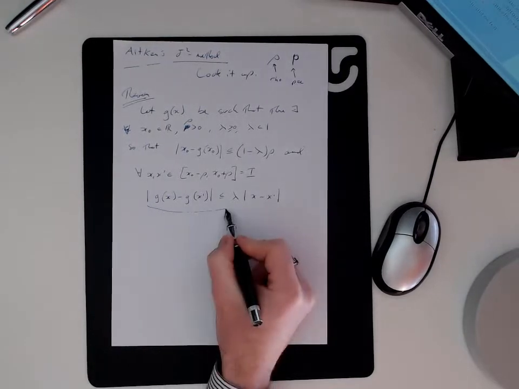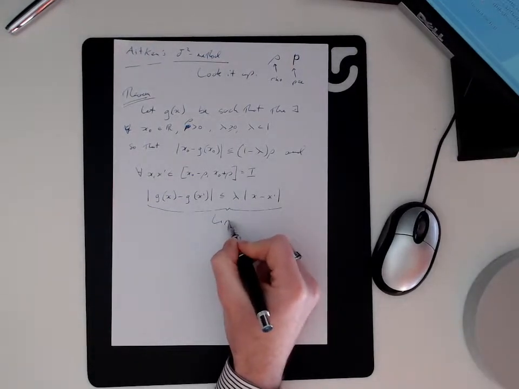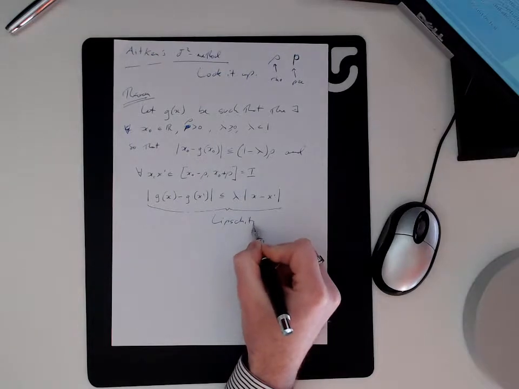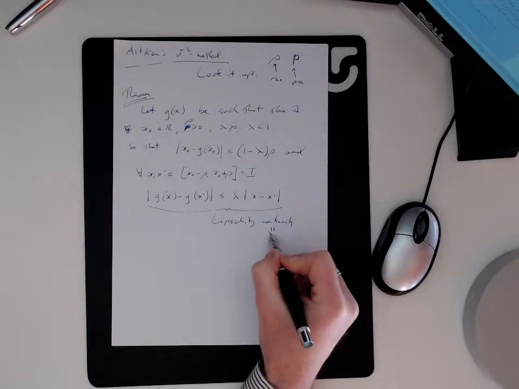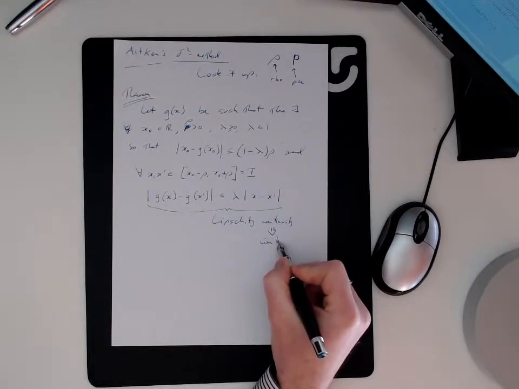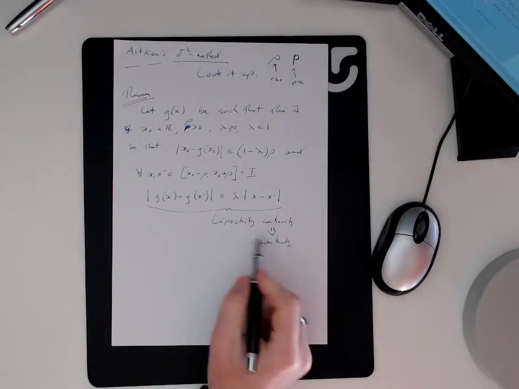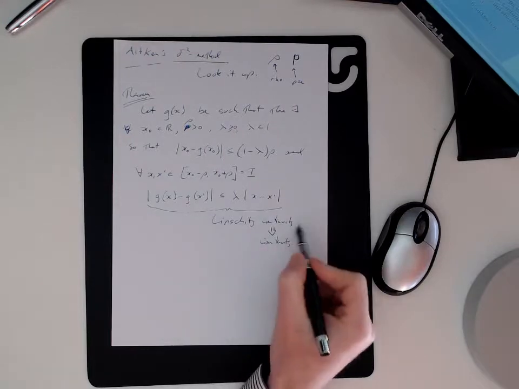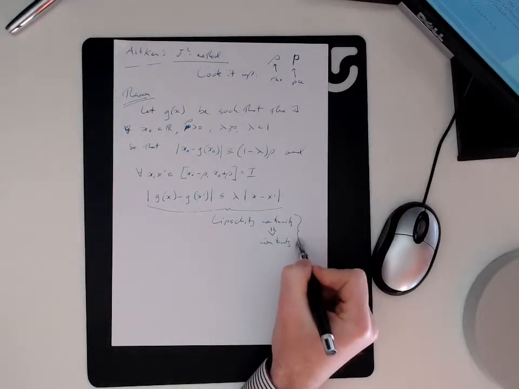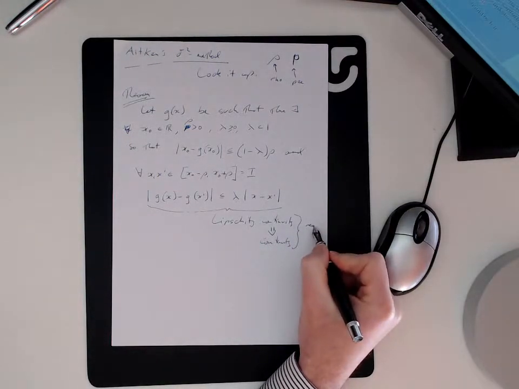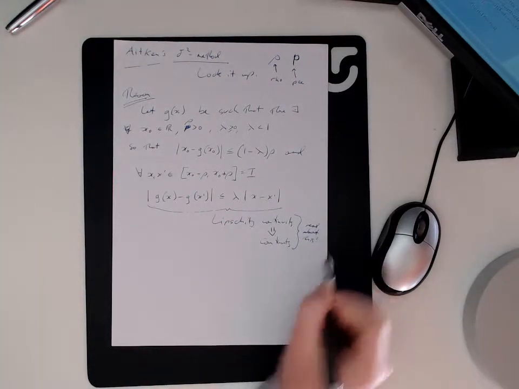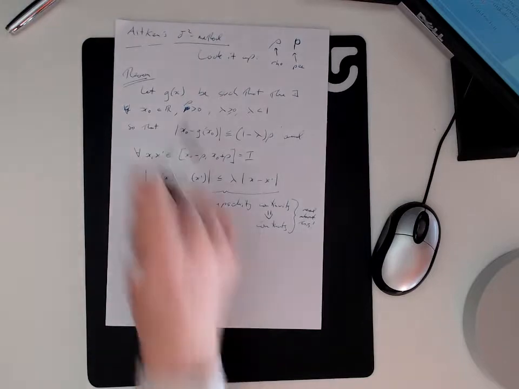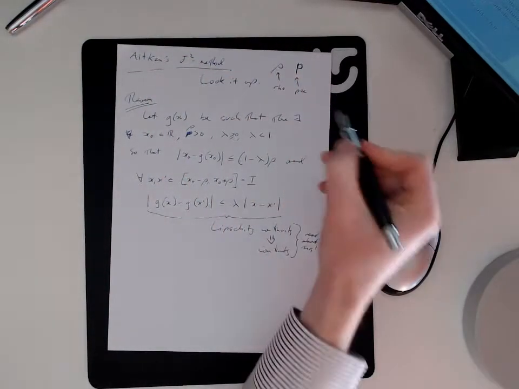Now it's worth noting that this is Lipschitz continuity, and that implies continuity. If you don't know this, please go look it up. This is worthwhile material to read about. If you do know it, fine, you don't need to read about it. We'll go on to page 3.